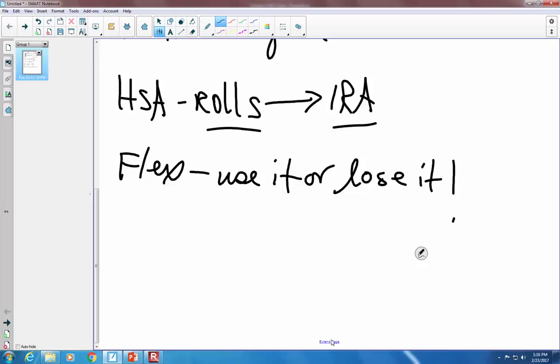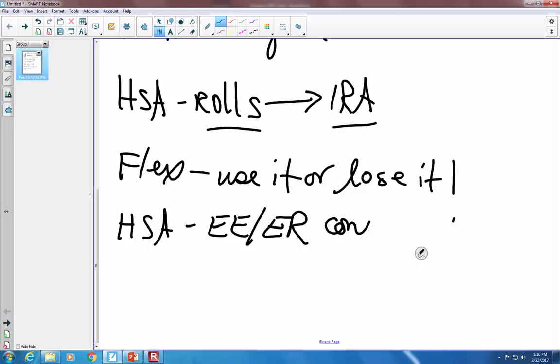Questions? Anybody here been in either of these? You said you'd been in a flex. Which one have you been in? HSAs. Did your employer put in or just you? Okay, and that's worth saying too. An HSA can be any combination of employee and employer contributions.